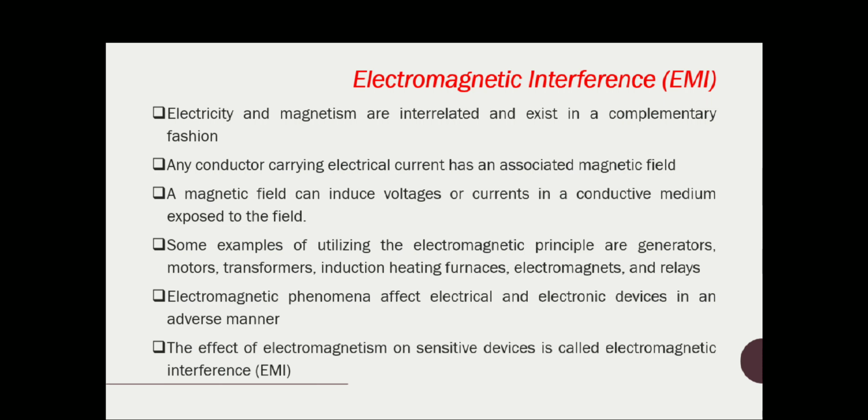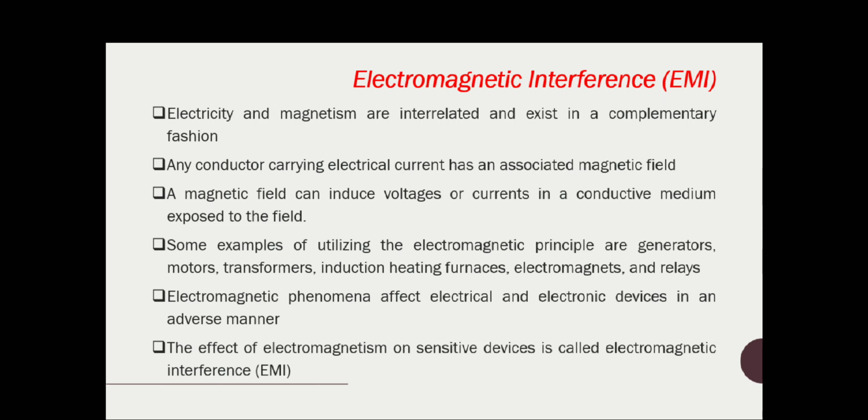So, all of you know that electricity and magnetism are interrelated and exist in a complementary fashion. Any conductor carrying electrical current has an associated magnetic field also. So, a magnetic field can induce voltage or current in a conductive medium exposed to the field. So, electrical circuits are carriers of electricity as well as the propagators of magnetic field.